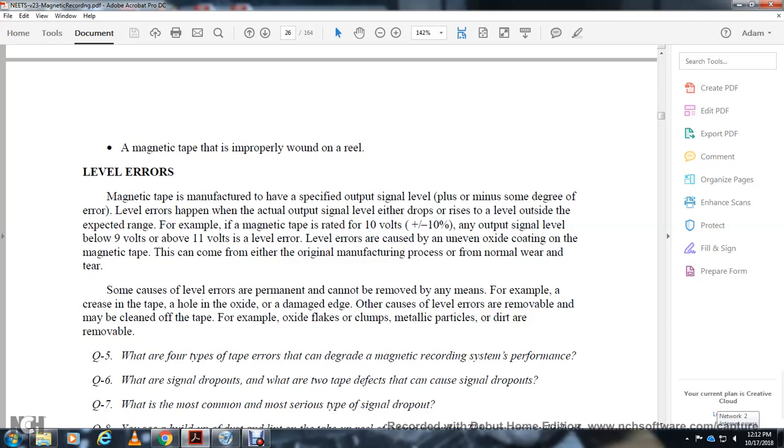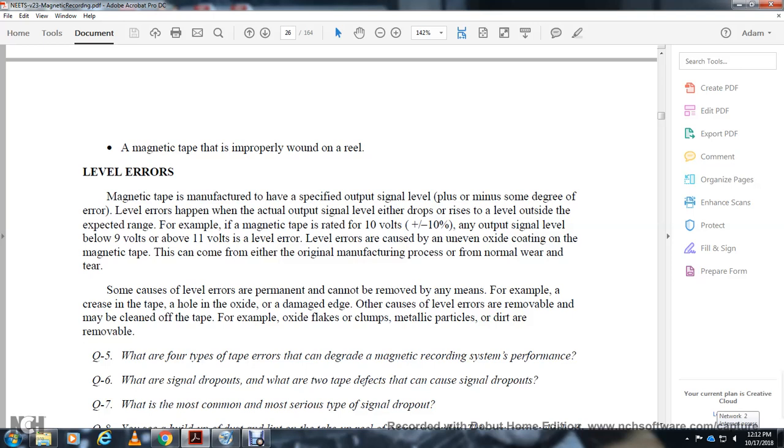Level errors happen when the actual output signal level drops or rises outside of the expected range. For example, for a magnetic tape recorder rated at 10 volts, plus or minus 10%, any output signal below 9 volts or above 11 volts is a level error. Level errors are caused by uneven oxide coating on the magnetic tape. This comes from either the original manufacturing process or normal wear and tear.